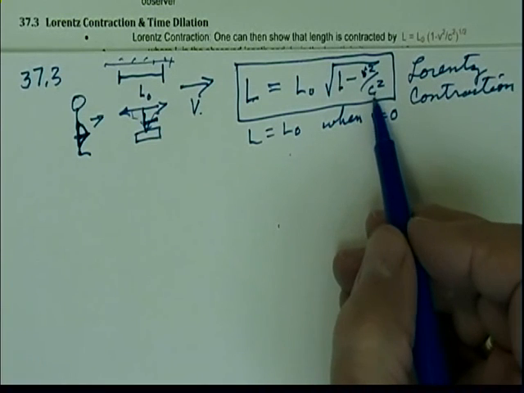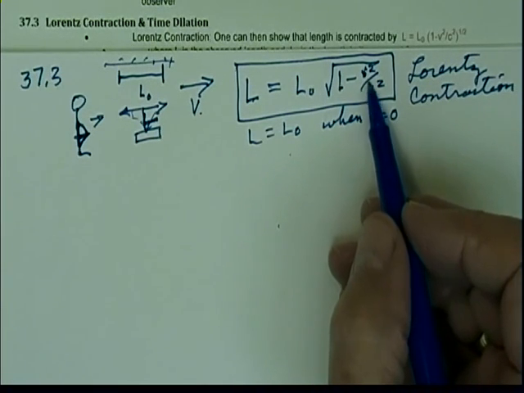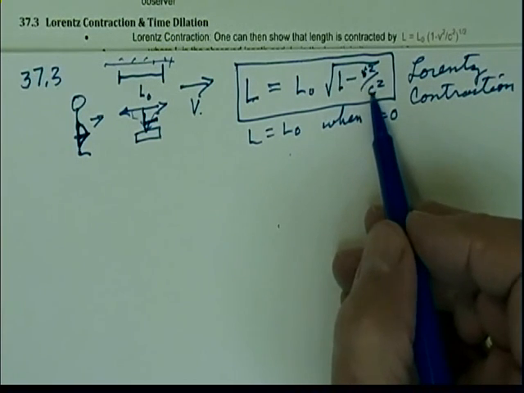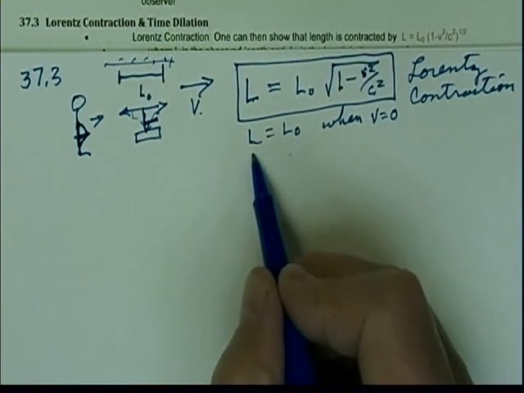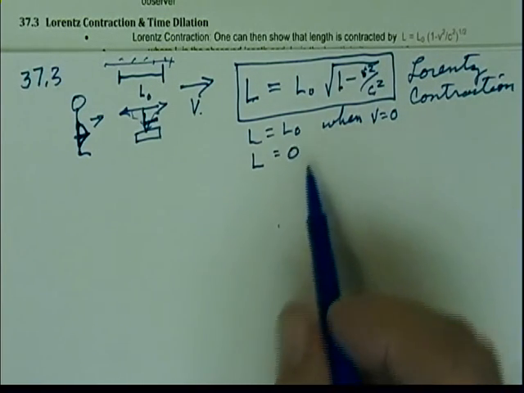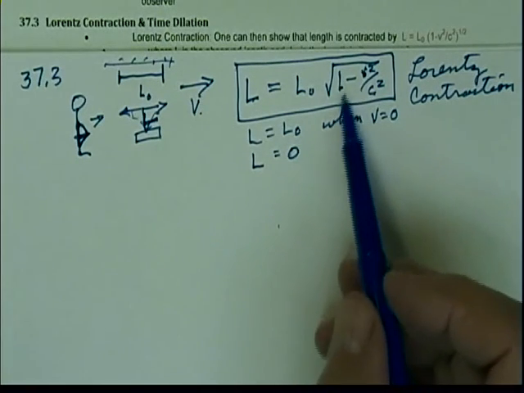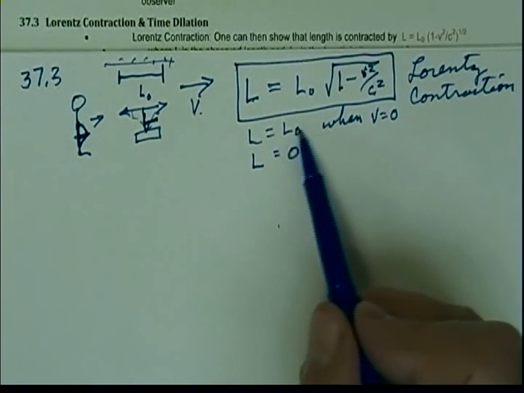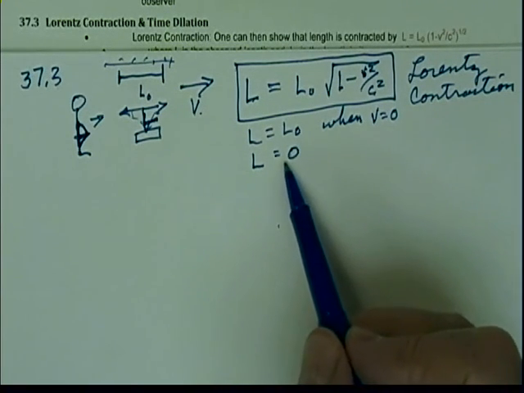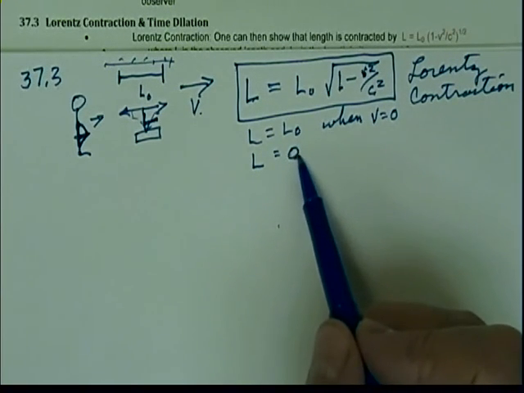But if the velocity were to get to c, something that's impossible, as we'll see later, then v over c is c over c, which is 1, 1 squared is 1, 1 minus 1 is 0, and we'd get L is equal to 0. So as you go faster and faster, you originally see the object at its regular length, but as you get close to the speed of light, it shrinks down to 0, and it has no thickness whatsoever.